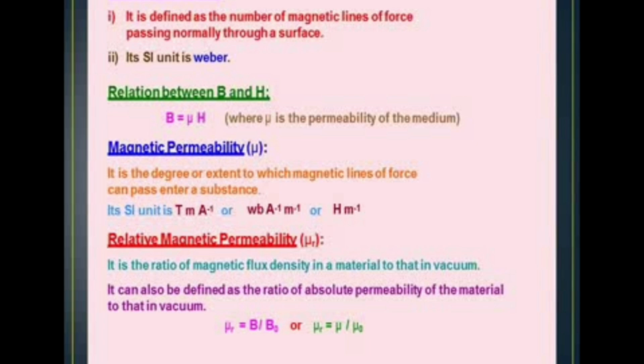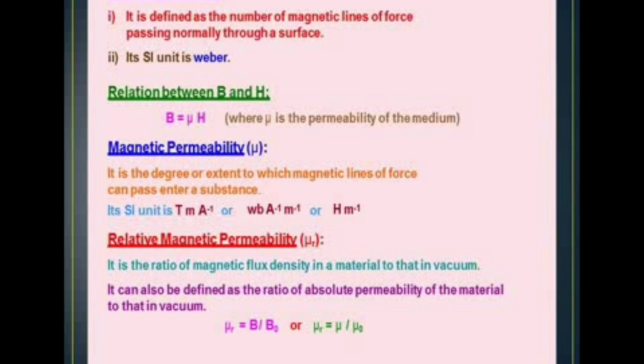So magnetic permeability. Permeability means it is the degree or extent to which the magnetic lines of force can pass through a substance. So there is a substance, and how many magnetic lines of force pass through that substance, how much the substance allows the magnetic lines of force to pass through it. That's called permeability. The unit is Henry per meter, or Weber per ampere per meter.